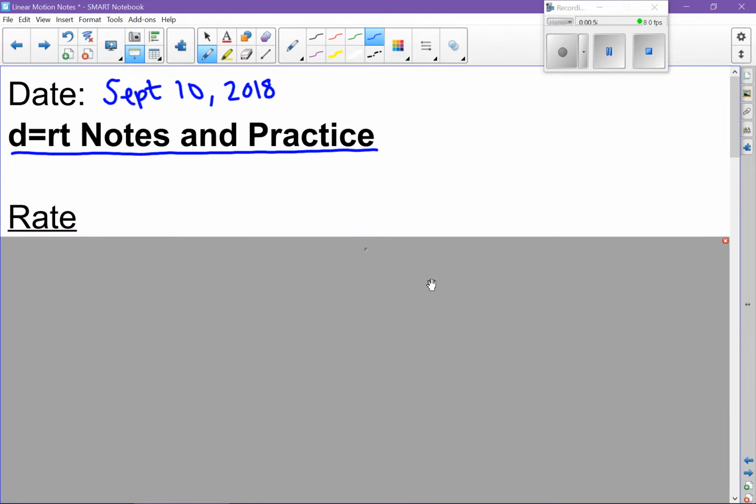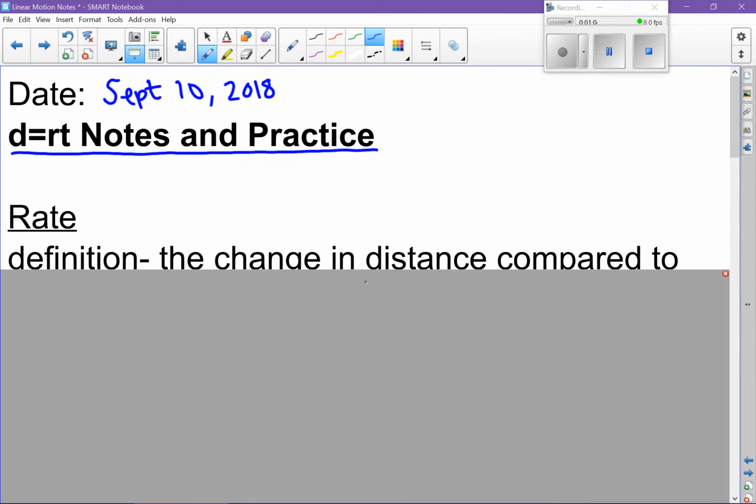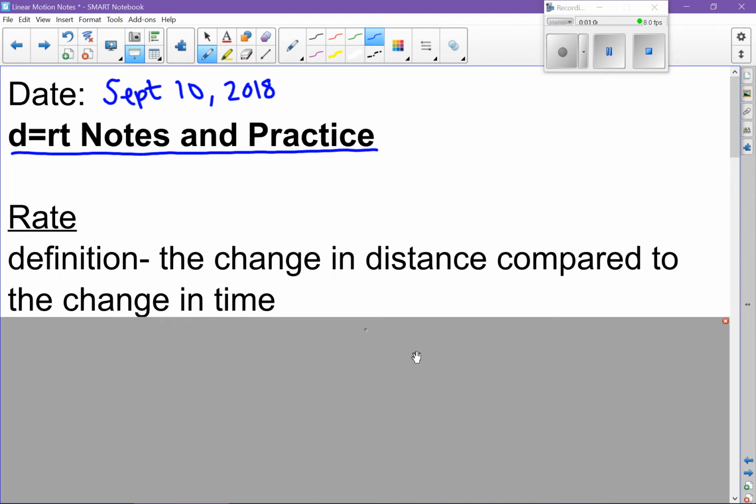So you've learned the difference between distance and displacement, and now we're going to talk about what rate means. So the definition of rate is the change in the distance compared to the change in the time. And so distance is a word that we already talked about, not the same as displacement. We're only going to talk about distance. And time, you pretty much know what that is, right? We measure it in minutes and seconds and all that stuff.